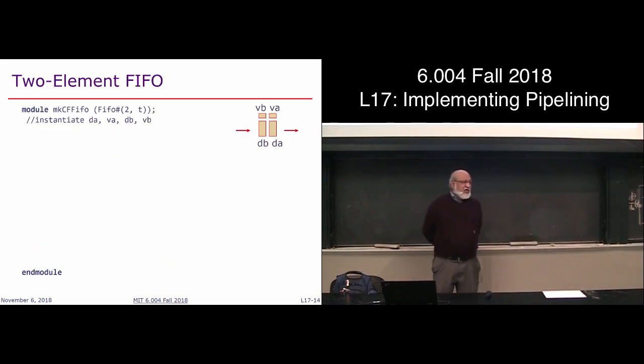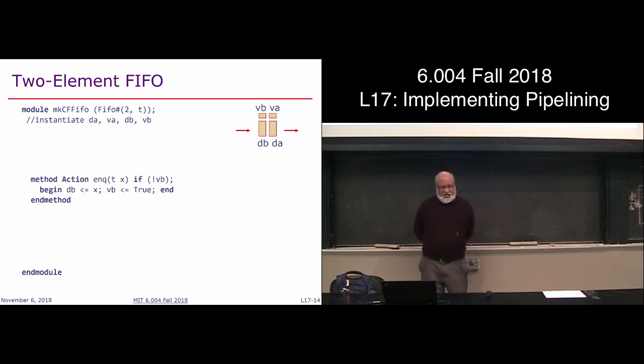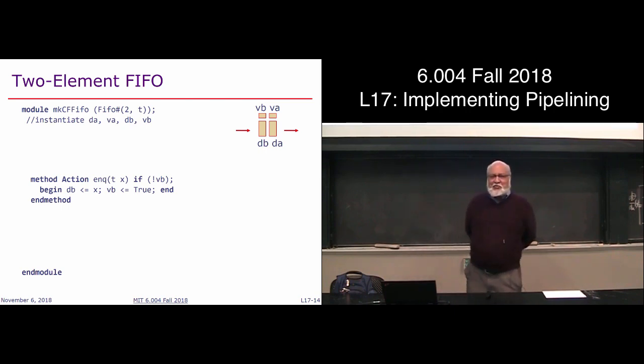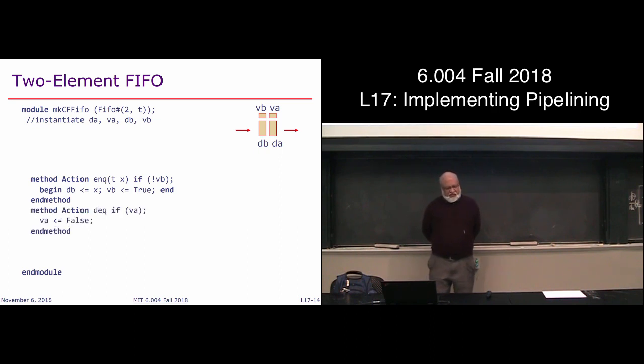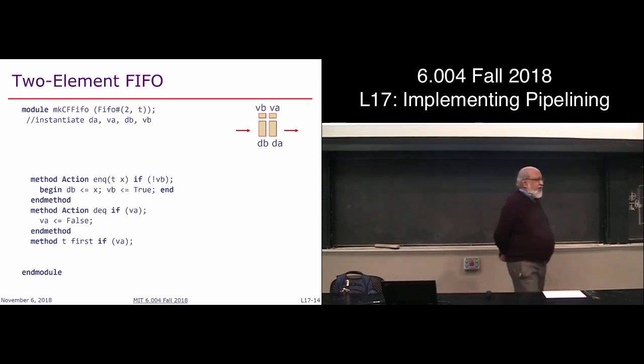We can write the code for this. Does this make sense? This time I think I got it right. So when you are NQing, you put it in DB and you mark VB true. What does DQ do? It just pulls out of VA and marks VA false, as long as VA had something. And first, same thing is true here. It returns whatever is in VA.